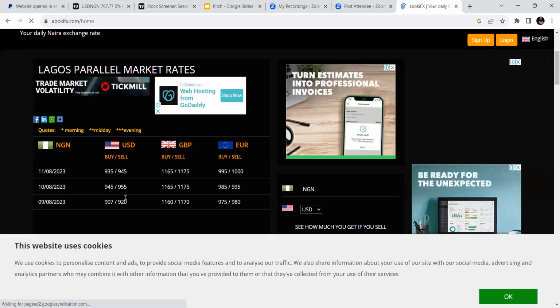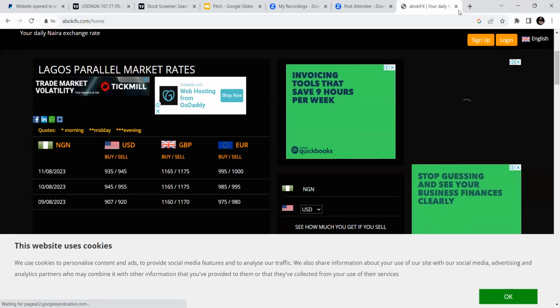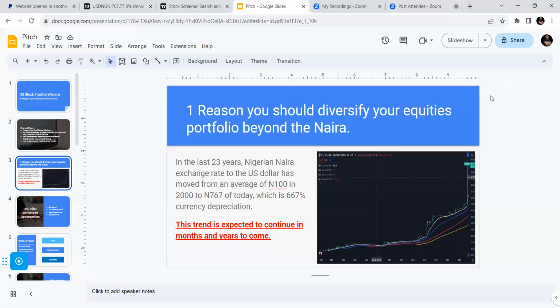If you check the trend in the last 2 to 3 weeks, you can see. Even if you don't intend to trade US stock, even if you've not gained anything, or you plan not to even trade US stock, just want to see, at least this will help you. So that's one reason you should.